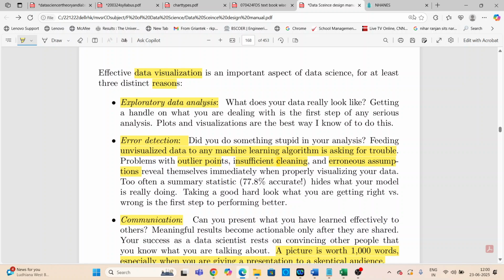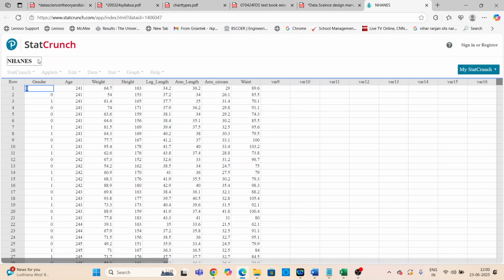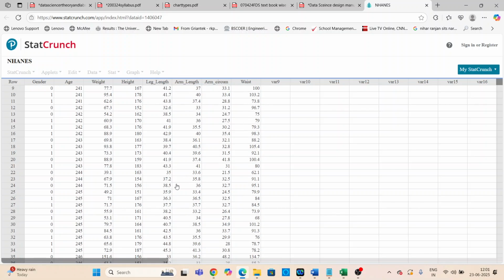Say, for example, I have a data set here from StarCrunch. Looking at this data set, I can see that it has some columns like gender, age, weight, height, leg length, arm length, something like that. This data set has records also. So this is a data set.